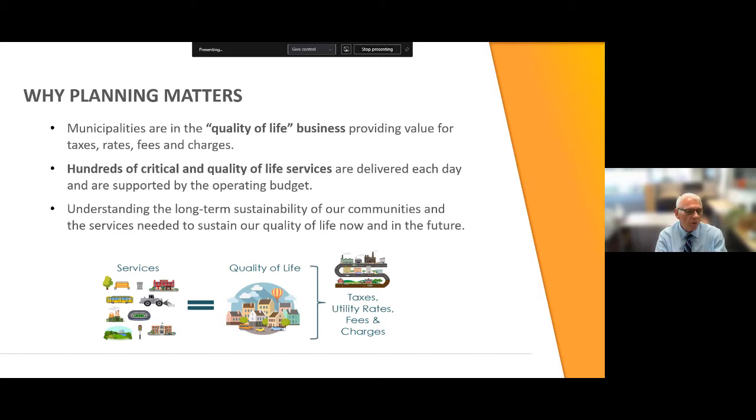And so it's really important to look at this equation in the long term. And that's one of the things that the Municipal Development Plan does, is it looks at these things in the long term to make sure that going forward, we can maintain these services and/or change the services to improve our quality of life, now and into the future.